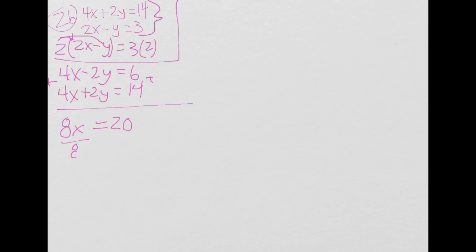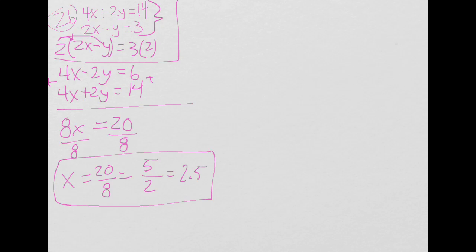So now we just need to divide both sides by 8, and we get x equals 20 over 8, which you can use your calculator to simplify. But notice you can divide by 4 in both of those numbers. 20 divided by 4 is 5. And 8 divided by 4 is 2, so we reduce that fraction to 5 halves, which, if you prefer a decimal, is 2.5. So that's my first value.